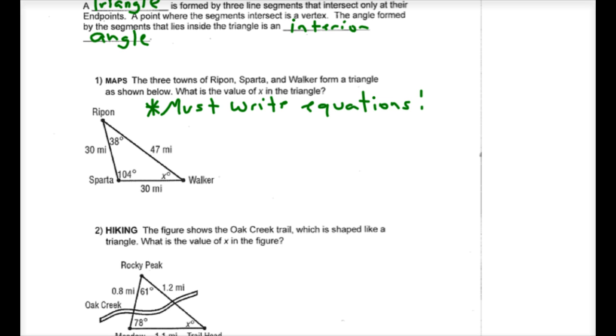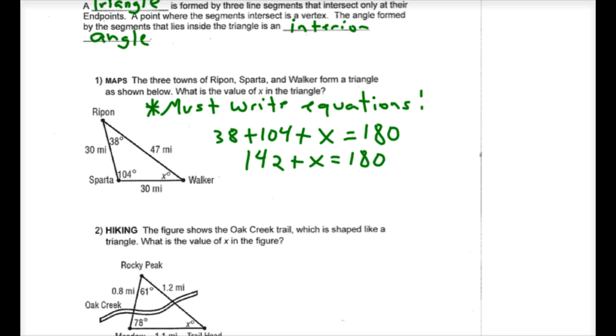Well, I know you can all grab your calculators and go 180 minus 38 minus 104. Let's write an equation. 38 plus 104 plus x. The 3 angles added together always make 180 degrees. Everybody type in 38. Let's combine our like terms on the left side. 38 plus 104. How much is that? 142 plus x equals 180.